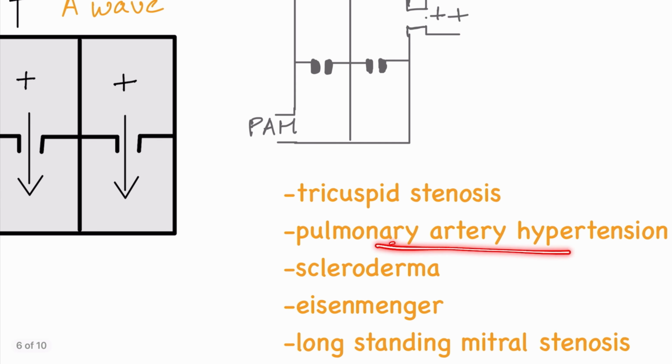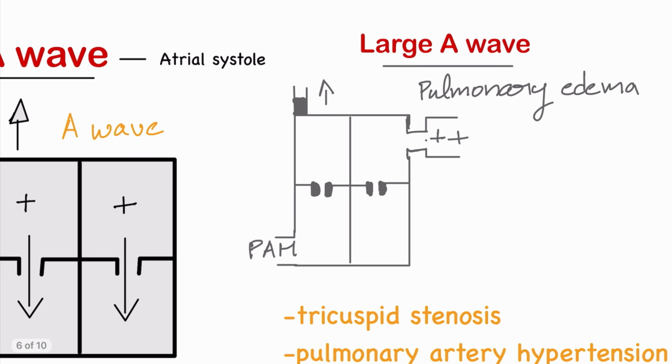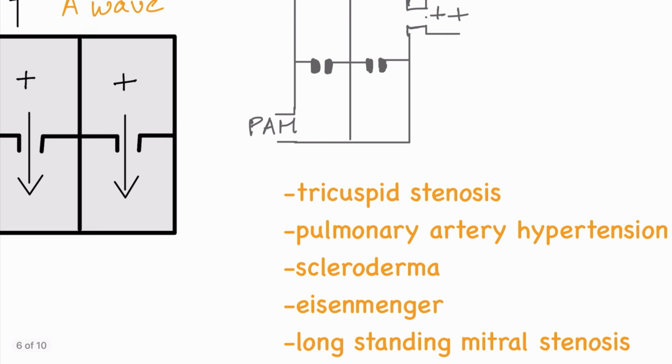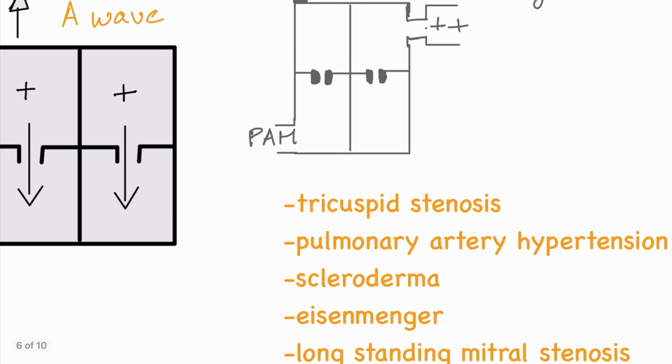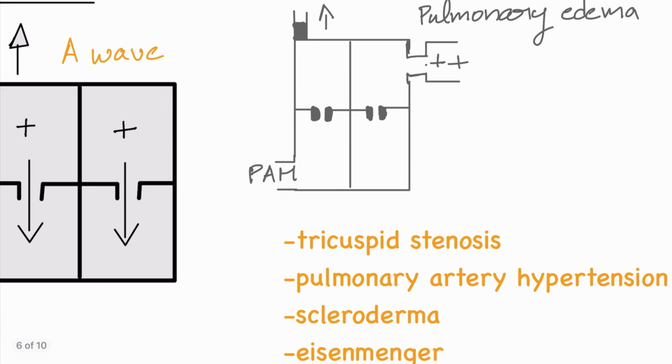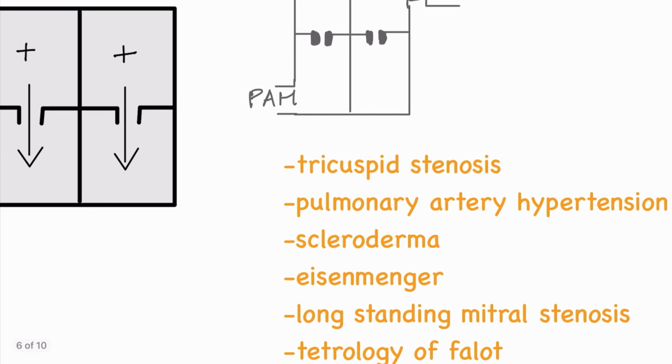In the case of pulmonary artery hypertension, there is increased pressure here in the pulmonary artery, which causes an increased pressure in the right atrium and it causes large A wave. Next is scleroderma. Scleroderma is a condition in which you can see thickening everywhere. You can see thickening, fibrosis in kidney, you can see it in heart, and this causes large A wave because you can see thickening along the tricuspid valve, maybe in the mitral valve, which causes a large A wave.